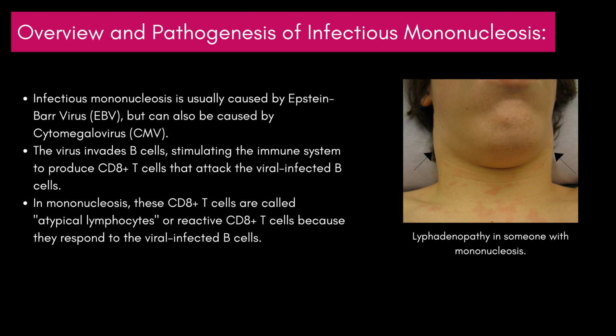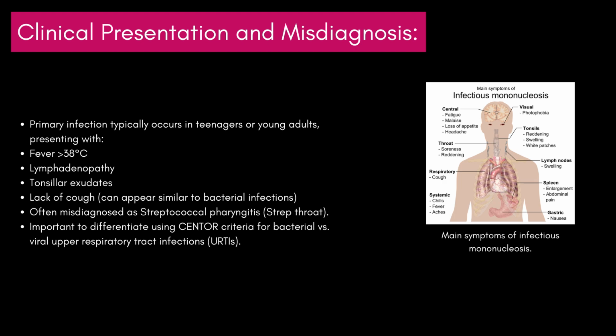Alright, moving on. Next, let's take a look at the clinical presentation and possible causes of misdiagnosis. Primary infection typically occurs in teenagers or young adults, presenting with fever greater than 38 degrees Celsius, lymphadenopathy, tonsillar exudates, and lack of cough, which can appear similar to bacterial infections. It is often misdiagnosed as streptococcal pharyngitis, strep throat. It is important to differentiate using the Centor criteria for bacterial versus viral upper respiratory tract infections, URTIs.